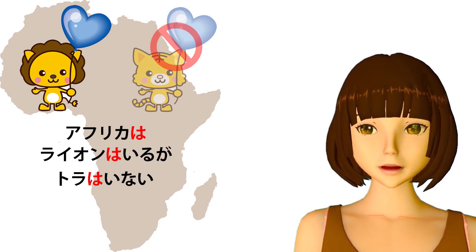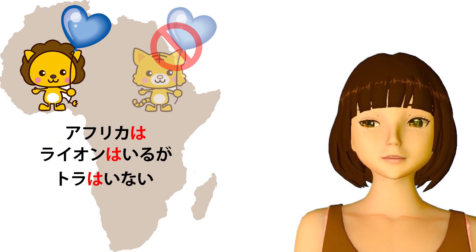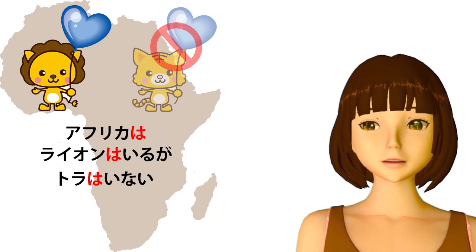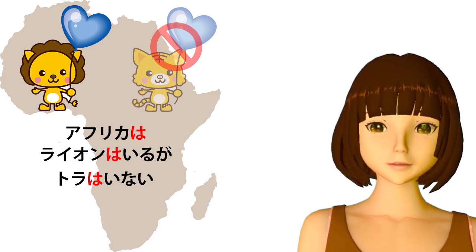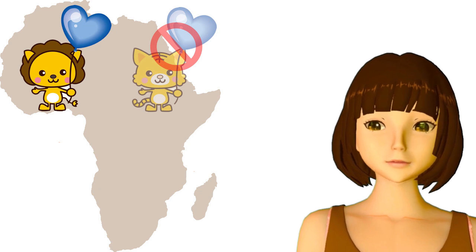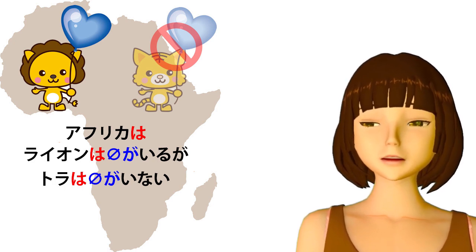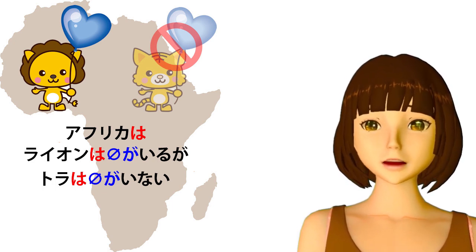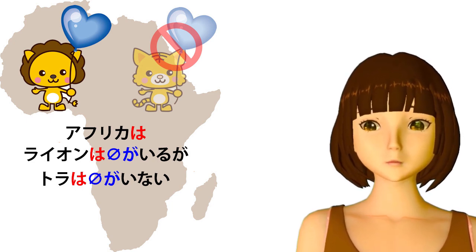What we have here, in fact, is a logical sentence consisting of 2 logical clauses, and each of them contains what we might call a subtopic. That's to say, each logical clause in itself also has a topic statement preceding it. So if we write it out in full, it would be Afrika wa lion wa zero ga iru ga tora wa zero ga inai. So the 2 logical clauses are zero ga iru and zero ga inai. But both of them state their own subtopics.